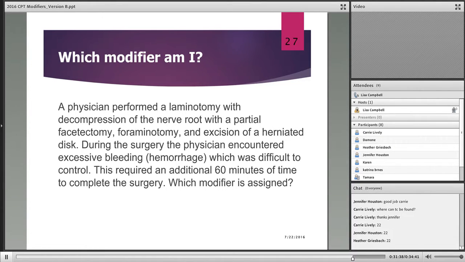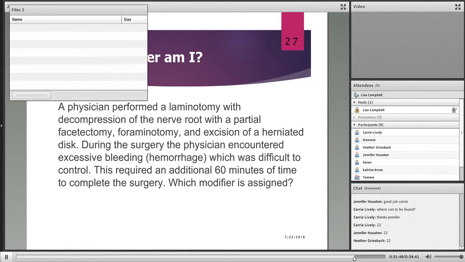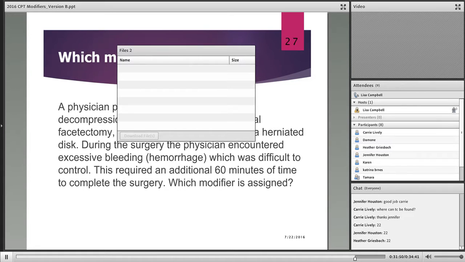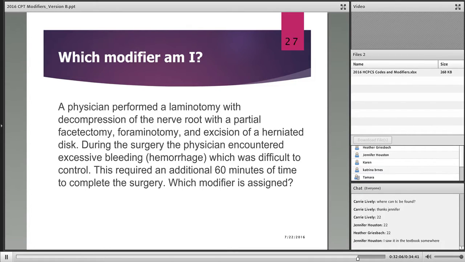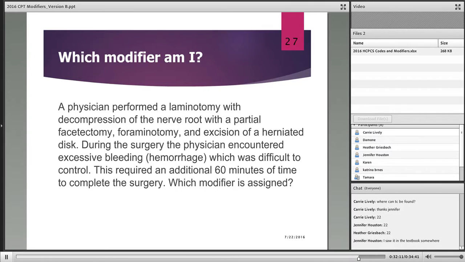So modifier TC is actually a HCPCS modifier. You guys do not have a HCPCS manual. I'm going to upload for you a copy of the 2016 HCPCS codes and HCPCS modifiers for your records. And it is in the textbook. So go ahead and download this file here, which is sitting right above everybody's names, and then you'll have a list of the HCPCS codes and the modifiers.